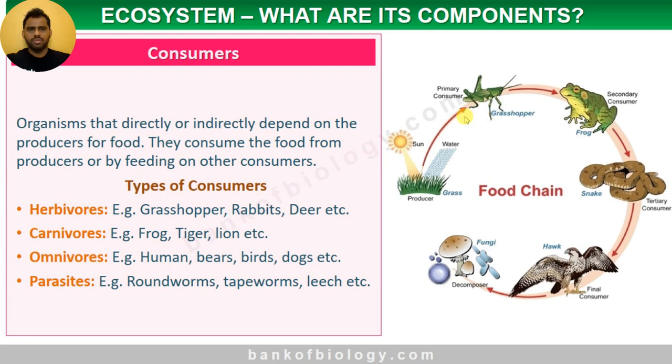So consumers are the ones that consume food made by the producer, like grasshopper. Grasshopper is a primary consumer, he will eat the grass. Secondary consumer is frog, because frog will eat the grasshopper. Tertiary consumer is snake, snake will eat the frog. Final consumer is hawk, hawk will eat the snake.